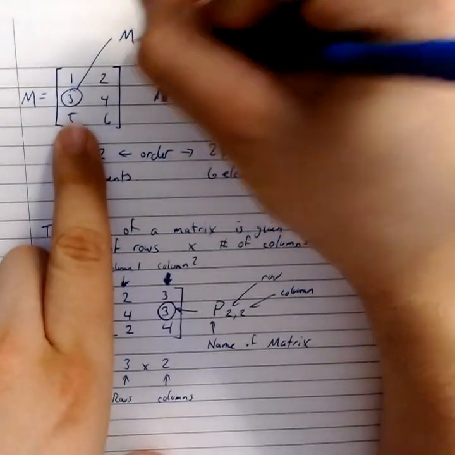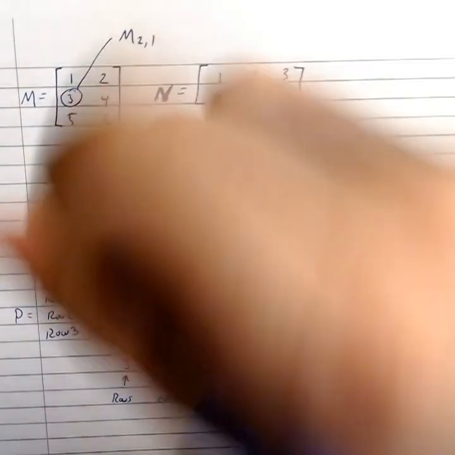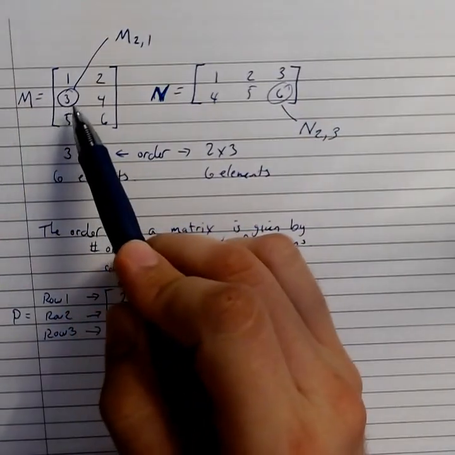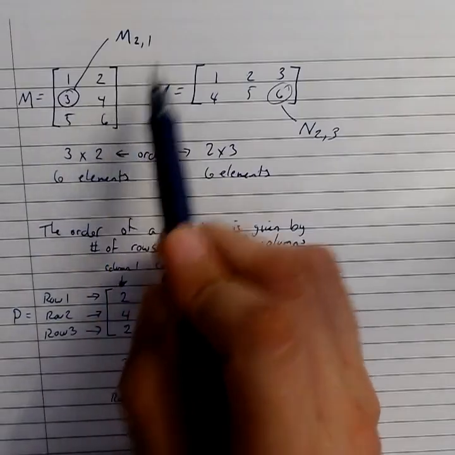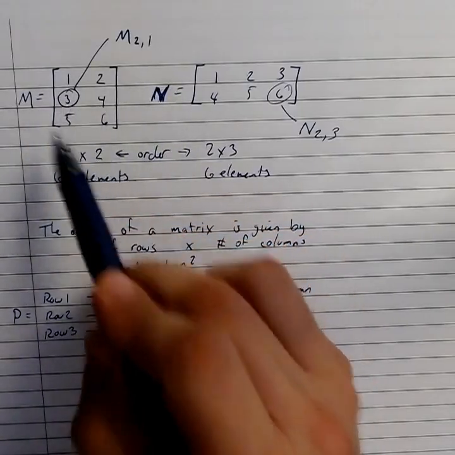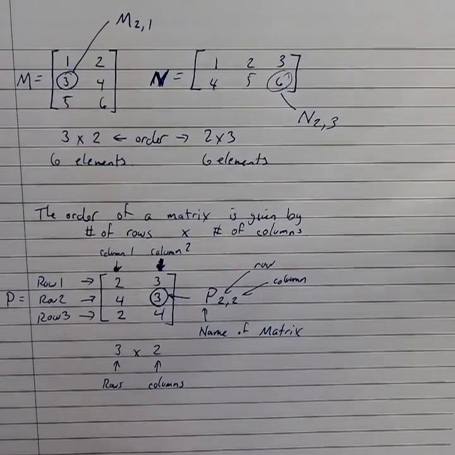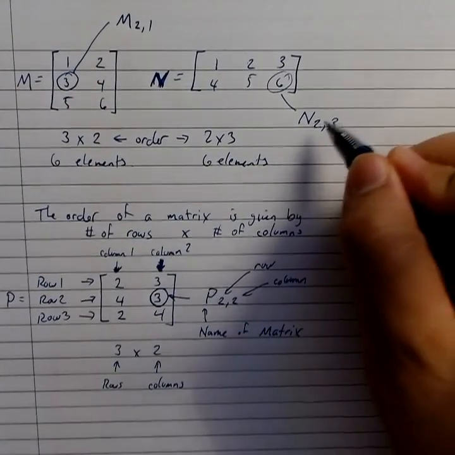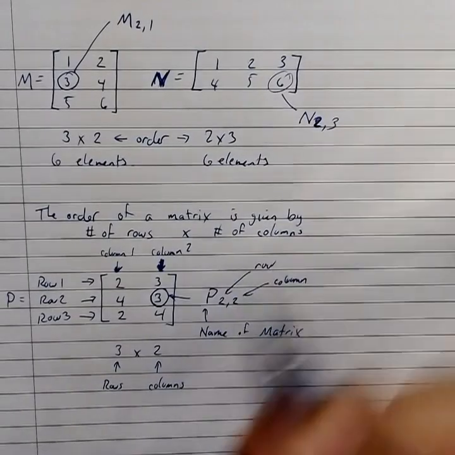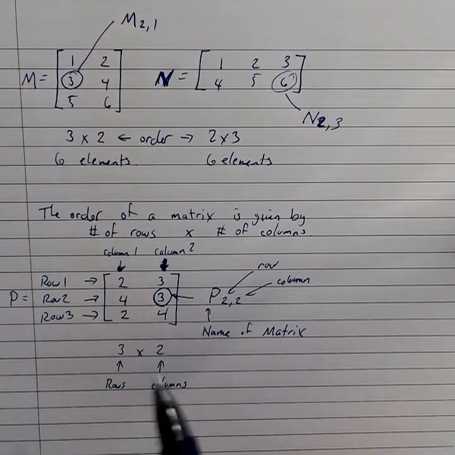All right, and that's the element M2,1. It's in matrix M. It's in row number 2. It's the second row. Top one is the first one, middle one's the second one. And it's in the first column, the one all the way to the left.